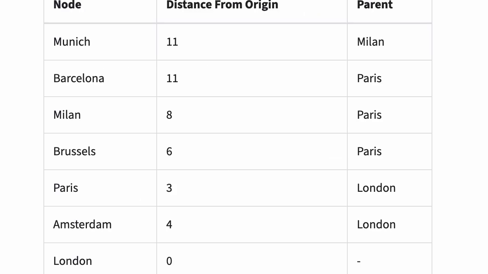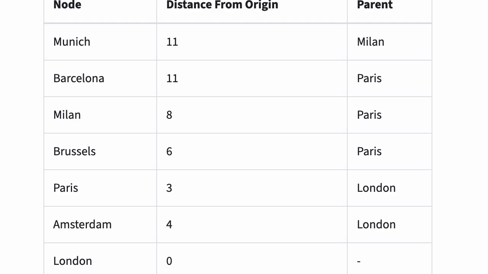Here is the final shortest path tree. For example, the shortest distance from London to Brussels is 6 via Paris, and the shortest distance from London to Munich is 11. But there are two nodes in between. There's Milan, and if we look at Milan's parent, it's Paris.